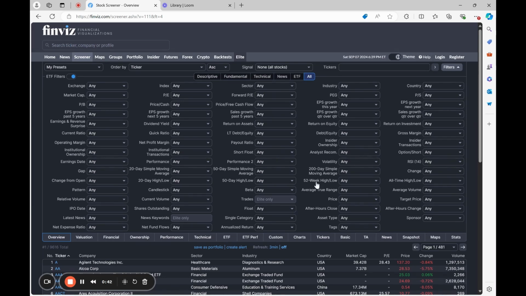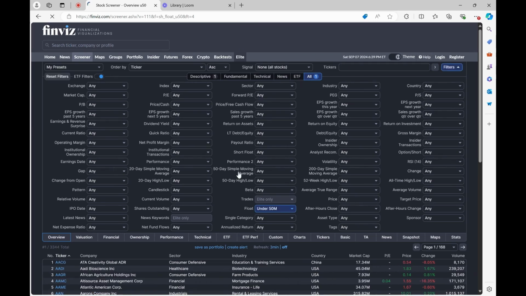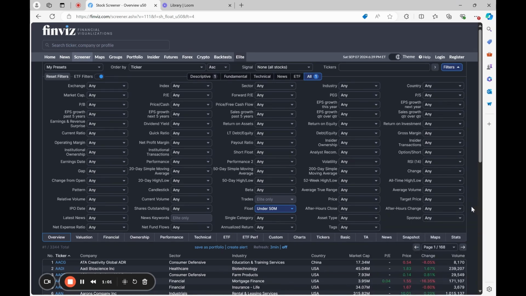So our first filter is going to be float, which is down here, and we're going to choose under 50 million for this. And what float is, it's a measure of the number of shares that are actively traded by the public. It's not the same as outstanding shares, because outstanding shares include shares that are tightly held by the company. When those shares are tightly held by the company, the company won't sell those shares, so it doesn't really count as publicly traded. So low float is good because it means there isn't much supply of a stock compared to the demand, so the stock will be very volatile to large price fluctuations.